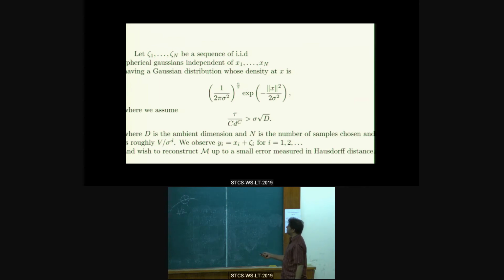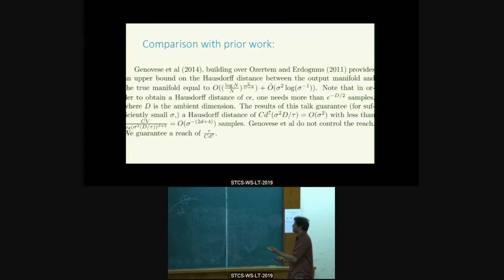So this D can be, I believe, weakened, but for now, this is the ambient dimension D, this is the reach, and this is little dimension d. As you see, the sigma has to be pretty small for this condition to hold, but I believe this can be weakened. So basically, we are saying that you take this manifold, add a small amount of noise, and now can you reconstruct the manifold, in Hausdorff distance, and also give a good manifold? So when you say reconstruct the manifold, I don't just want an epsilon net of the manifold. I want you to give me a data structure from which I can recover a manifold with good reach and which is close in Hausdorff distance to the true manifold.